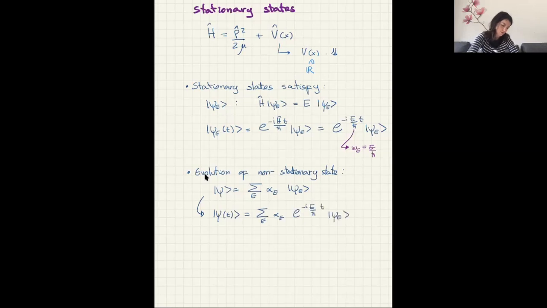Right. Where these are easy to evolve. And then you just need to compute the superposition. Of course, now this phase is not a global phase anymore, but this becomes a relative phase between the different terms in the superposition, right?